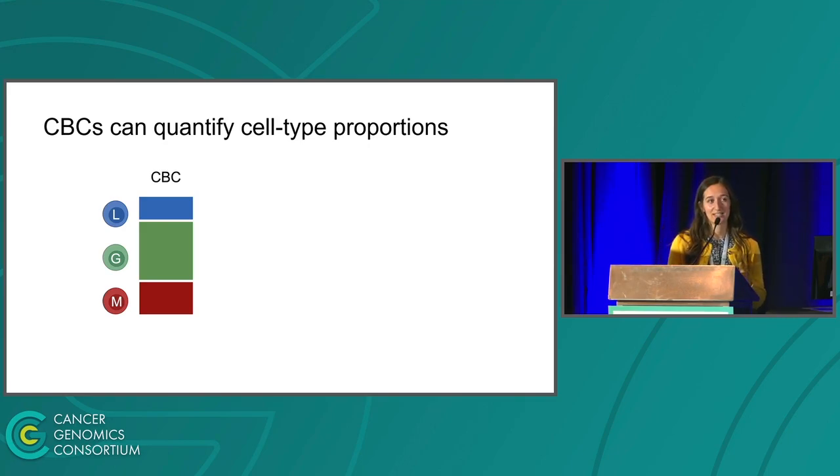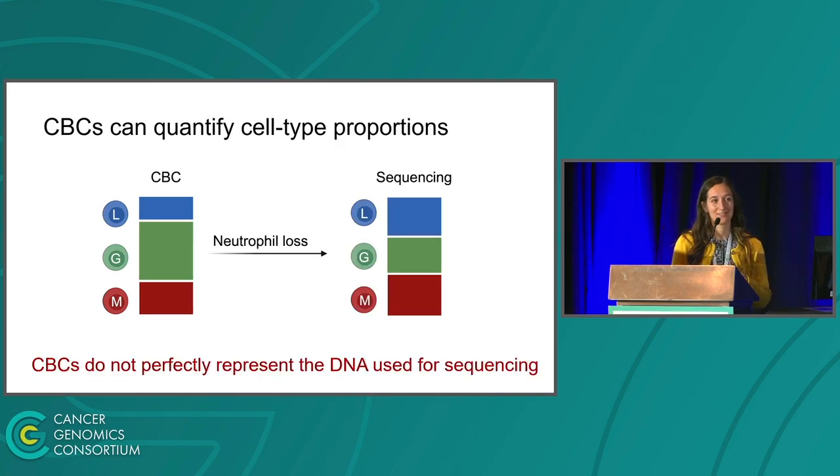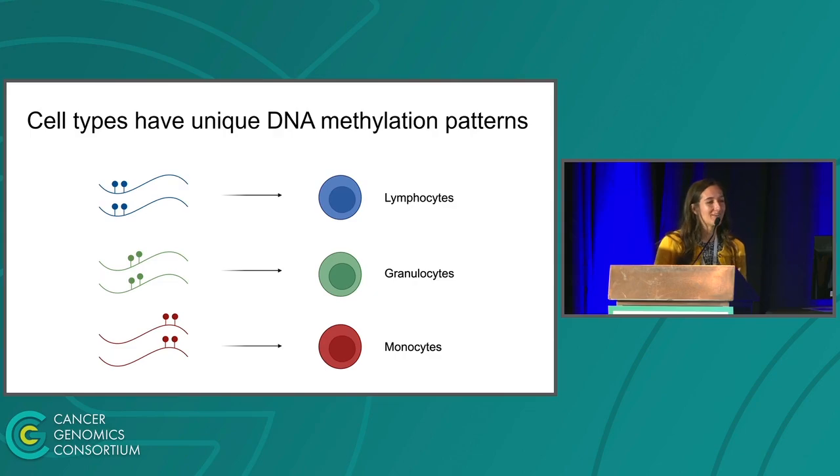But something to consider is that CBCs are performed on whole blood. And by the time you get to sequencing, through the processing and pre-processing steps, you actually lose some of the cell types that are available in the CBC. Specifically, neutrophils are a cell type that are highly sensitive to degradation and loss. And so by the time you get to the sequencing stage, the cell type proportions that you're sequencing are actually different than what you would capture in a CBC. And so those two populations don't completely align. But an alternative that I'm very excited about is using DNA methylation to look into cell type proportions.